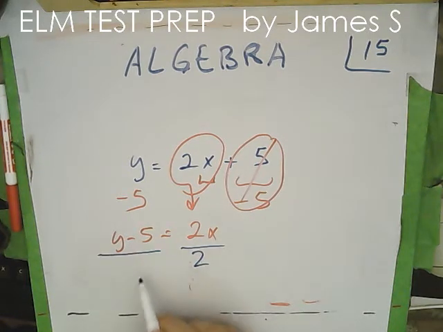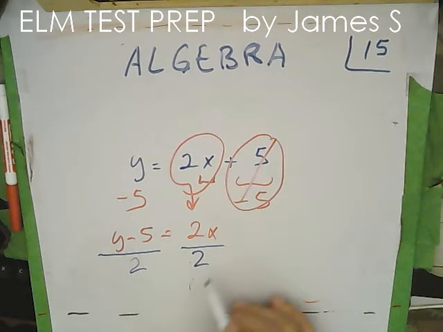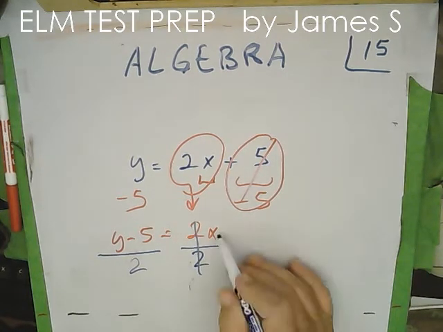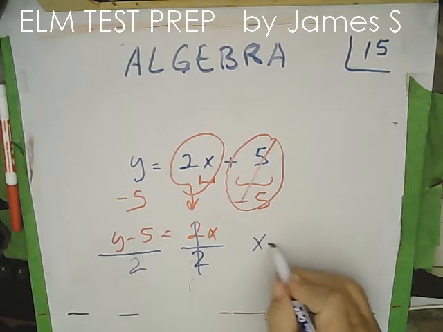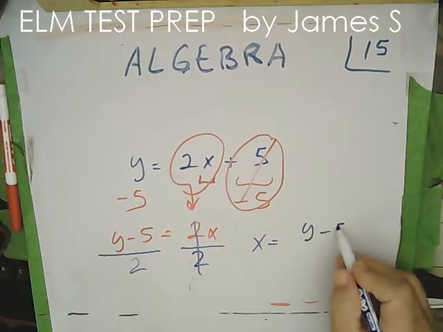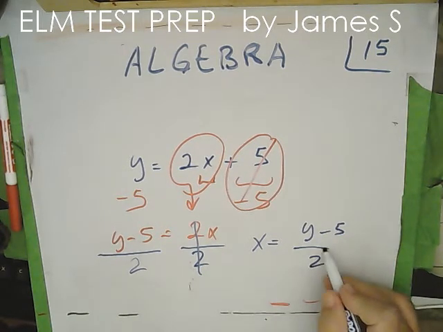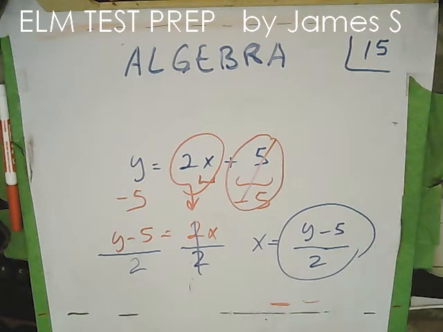And over here, I'm going to divide the whole thing. Or if you want to divide them individually, it doesn't matter. But I'm going to divide that by 2, divide this by 2. And now I have x equals y minus 5 over 2. And there is my answer in terms of x.